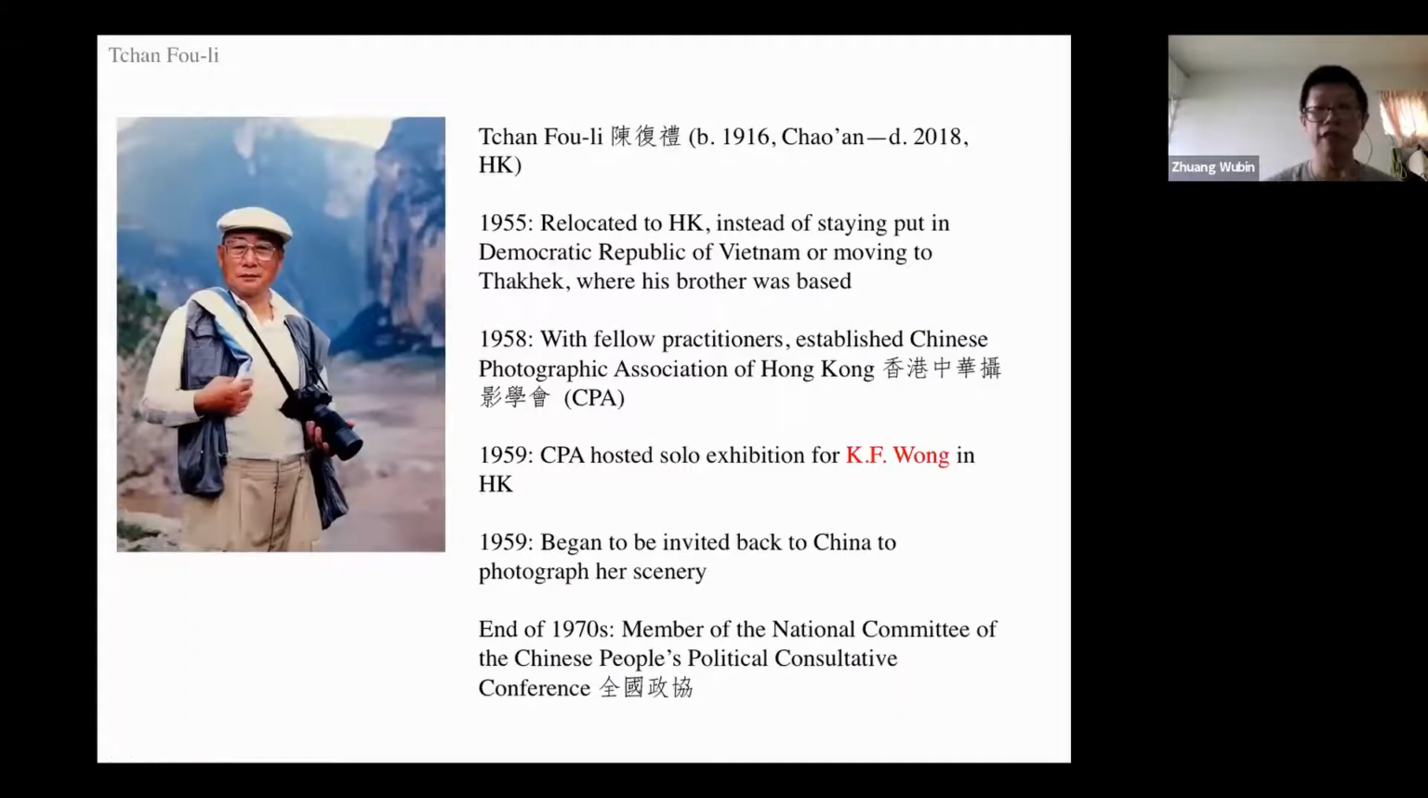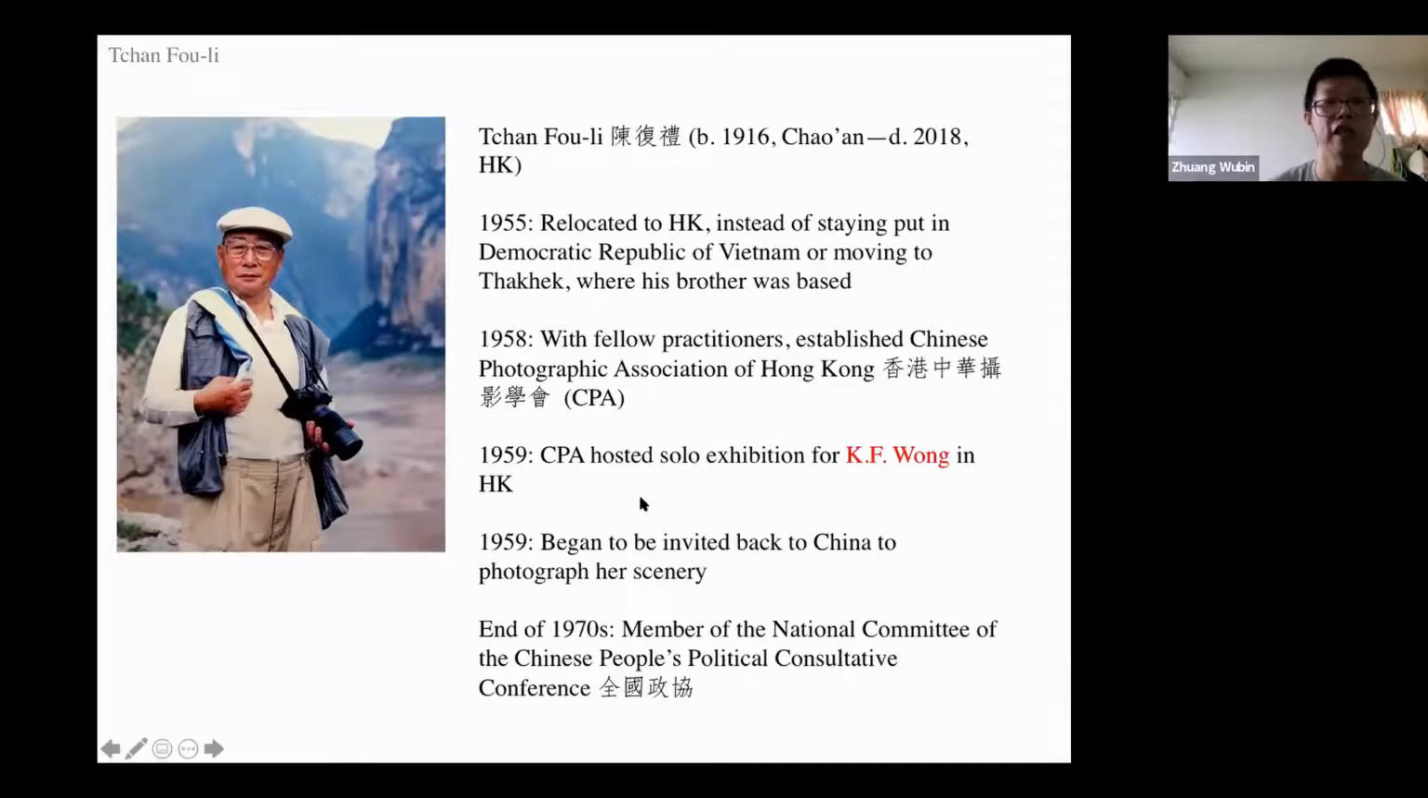Coming back to him, in 1955, after the forming of the Republic of Vietnam, he decided to relocate to Hong Kong. Instead of staying put to serve the socialist remaking of the north, he decided not to do that. Neither did he move to Laos, where his brother was based. And unlike many of the overseas Chinese based in Southeast Asia, who went back to help the socialist remaking of China, he decided to go to Hong Kong. And of course, it's quite a strategic move, because only in Hong Kong, under the protection of British colonialism, would he be able to maintain his business.